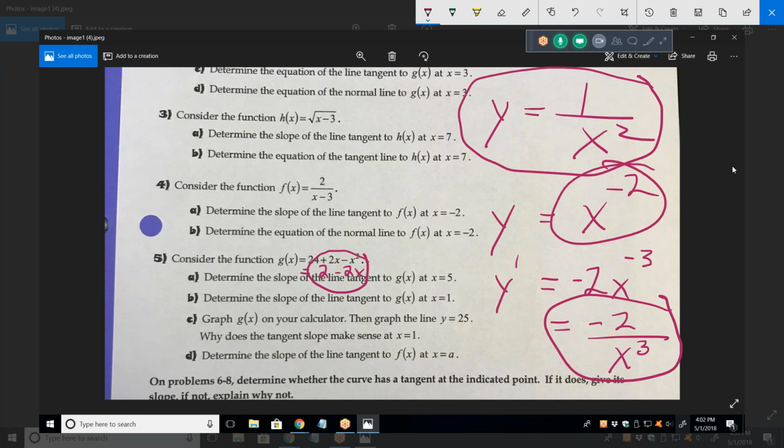So what if the number on top was something else besides 1? 3. Okay, now I multiply -2 times 3 to get -6, and subtract 1 from the exponent, and I get -6 times x to the -3rd. Oh, I see now. Okay.